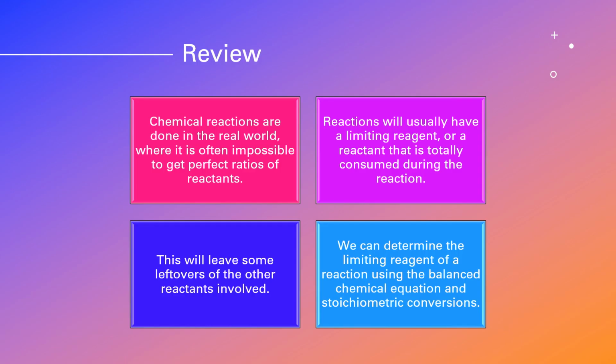Let's review. Chemical reactions don't only occur in chemistry class worksheets and are usually done in the real world, where getting the perfect ratios of reactants is nearly impossible. This means that most real chemical reactions will have a limiting reagent, which is the reactant that is totally consumed in a reaction and prevents the reaction from continuing. This will leave leftovers of the other reactants, all of which we can determine through a combination of our awesome knowledge of stoichiometric conversions, the balanced chemical equation for a reaction, and a lot of math.